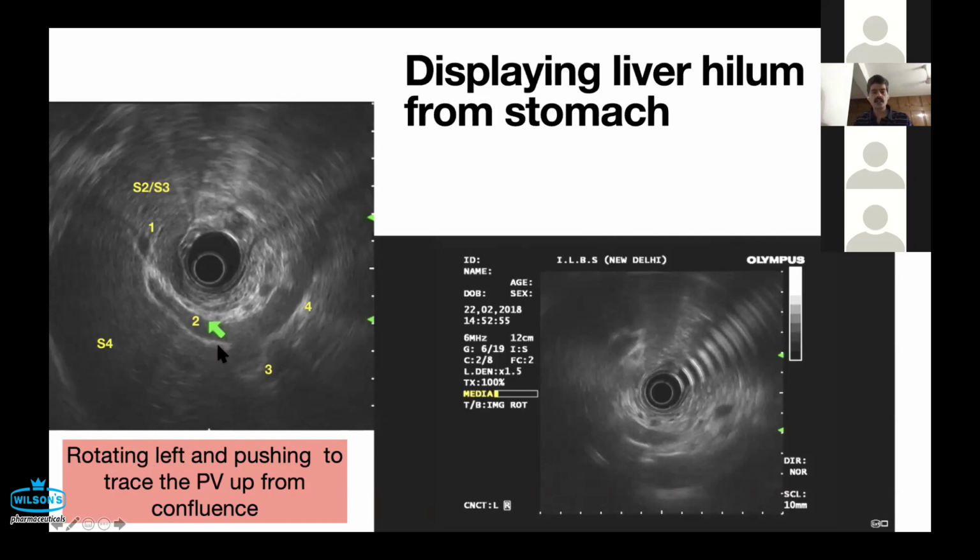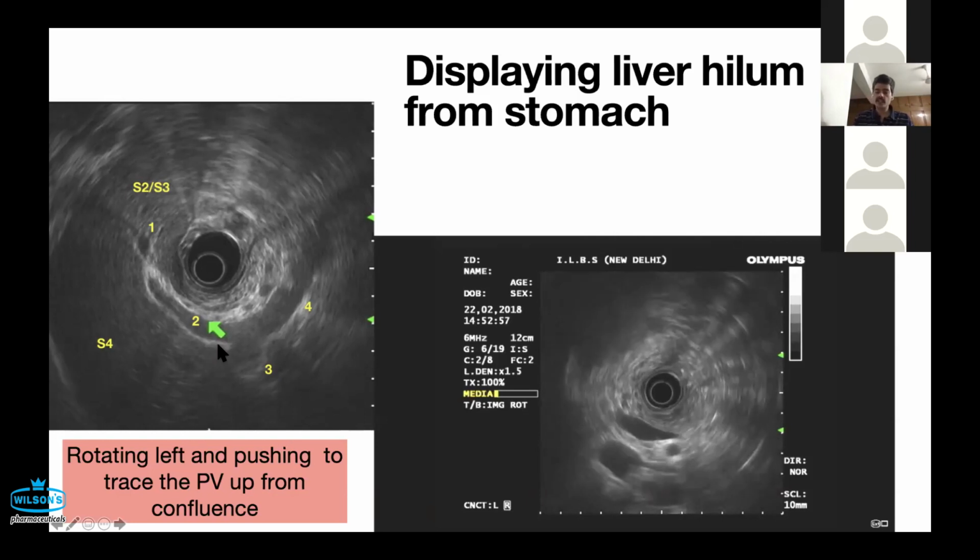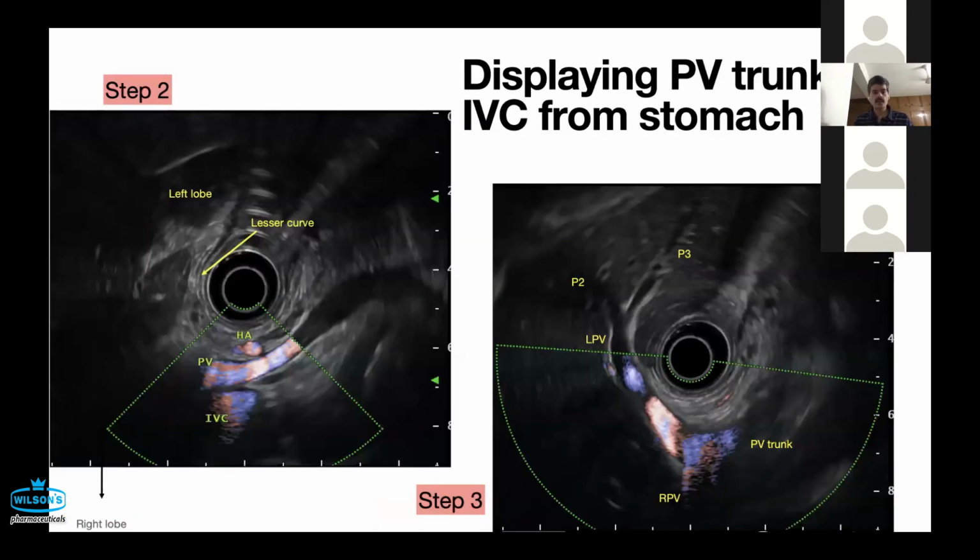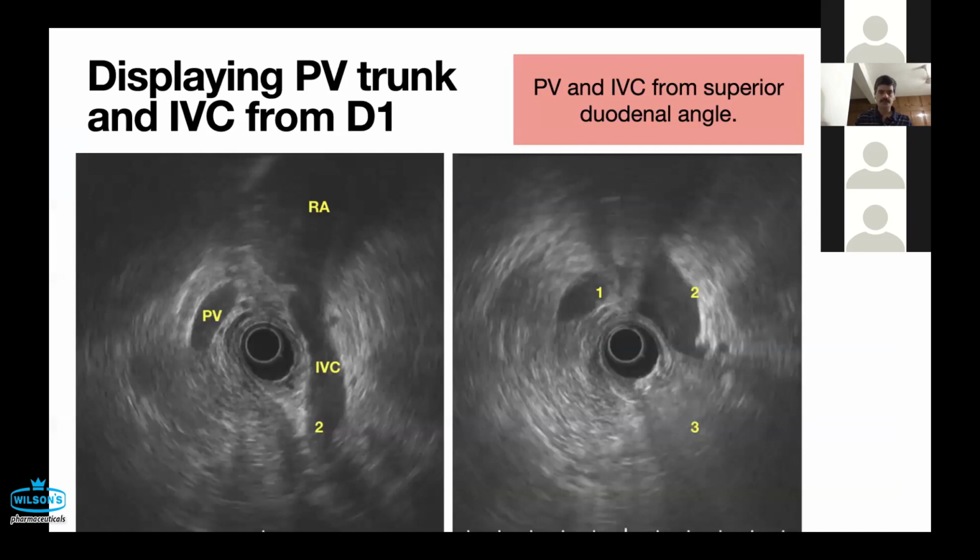So you can see all the hilar structures, not only with the linear, but with the radial EUS probe. So you can see the lesser curve of the stomach, the left lobe of the liver. This is the area of the left hepatic artery, the portal vein, the cava, and the segment 2, segment 3, and the caudate from the stomach.